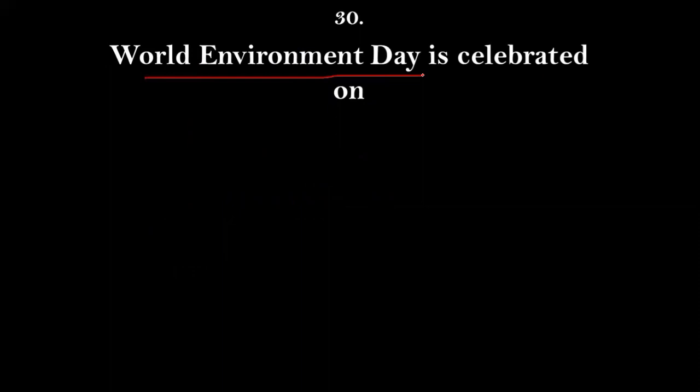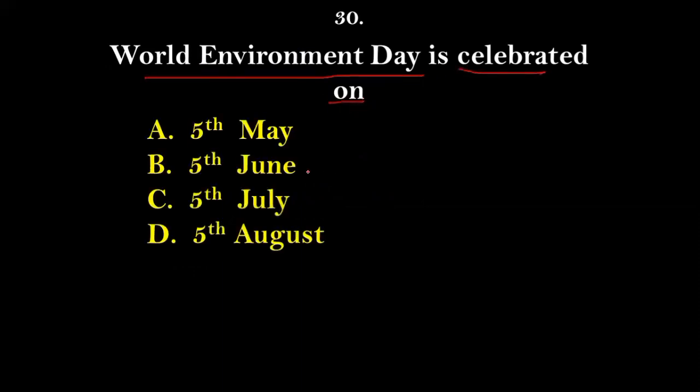Question number 30, and maybe the last question for today. World Environment Day is celebrated on which of the following days? 5th May, 5th June, 5th July, or 5th August? And the right answer for this will be: World Environment Day is celebrated every year on option number B, that is 5th June.